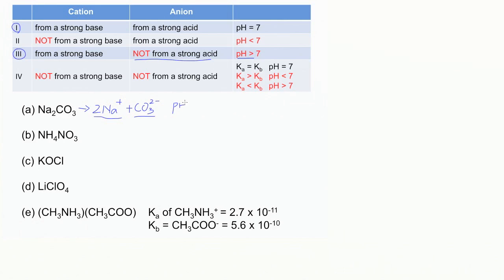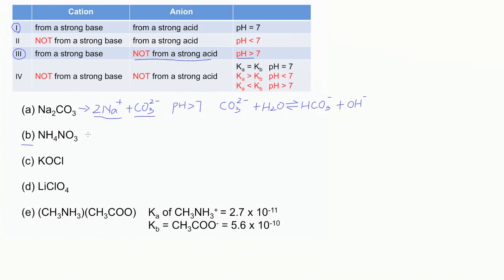Therefore, pH of this salt should be higher than 7. Now, how do we understand this salt is a basic salt? It's because carbonate is a very weak base. It will interact with water to generate bicarbonate and hydroxide. So bicarbonate, HCO3 minus, and hydroxide. So hydroxide will make this salt a basic salt.